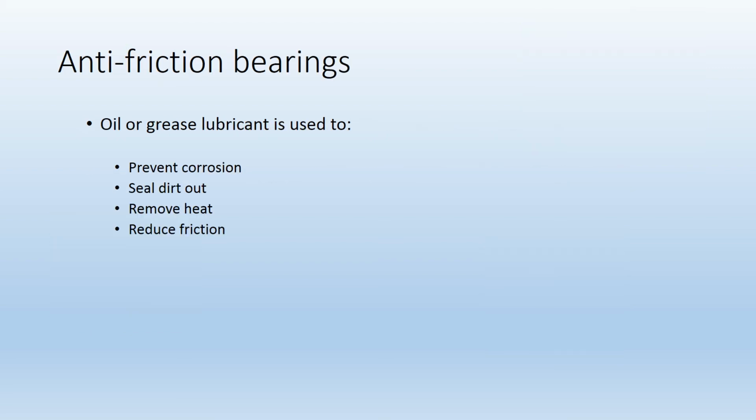In anti-friction bearings, either oil or grease can be used as a lubricant. And the primary function of that lubricant is to prevent corrosion and protect the highly polished surfaces. The lubricant will also seal and keep the dirt out. It'll also remove heat and reduce what friction there is in the bearing.